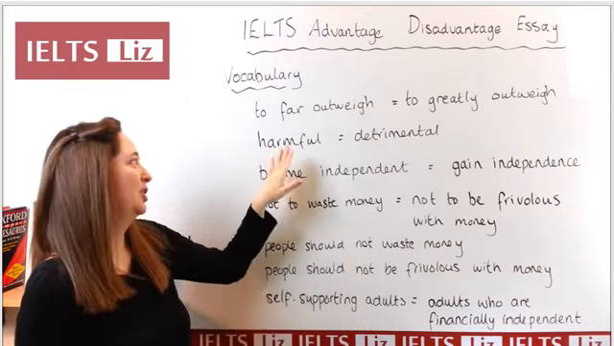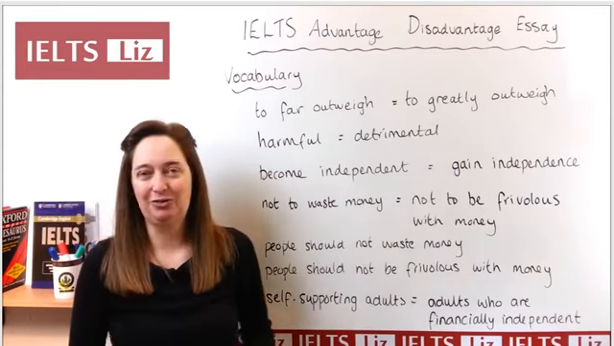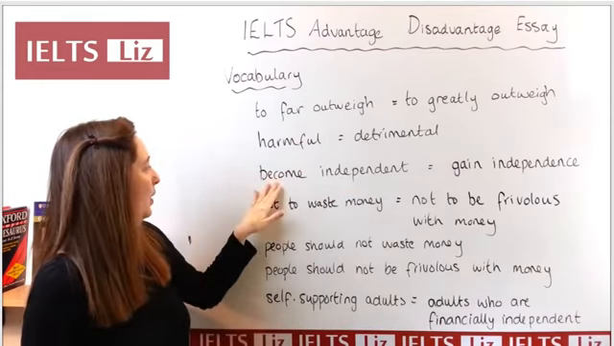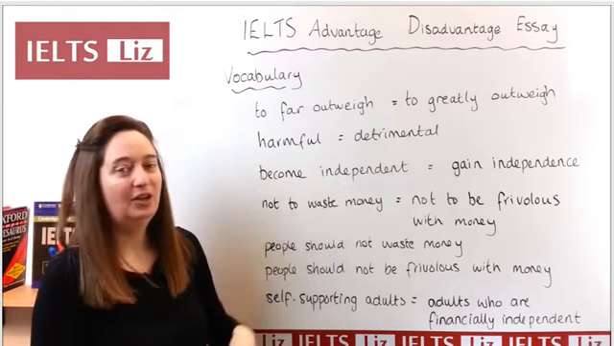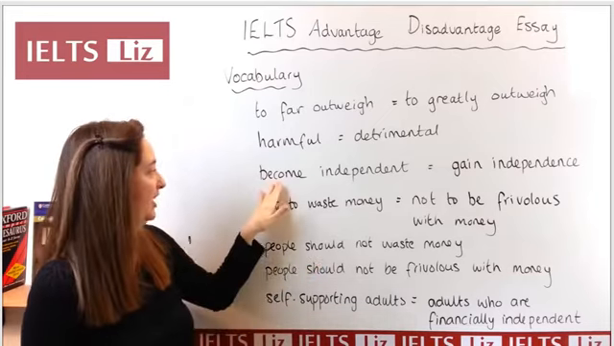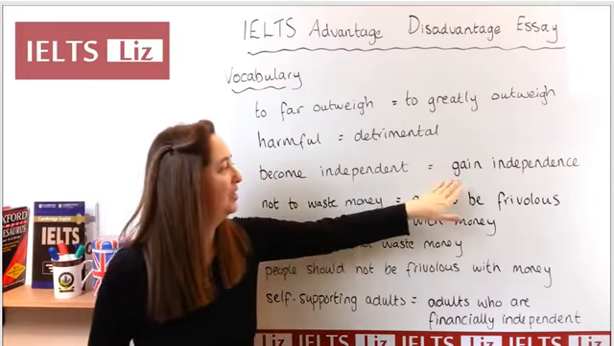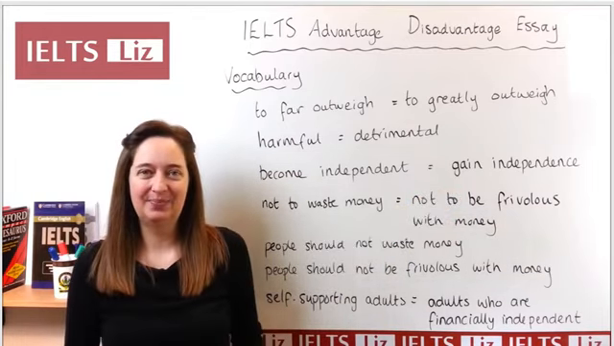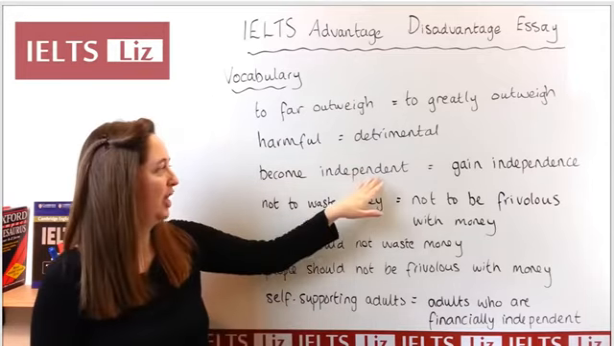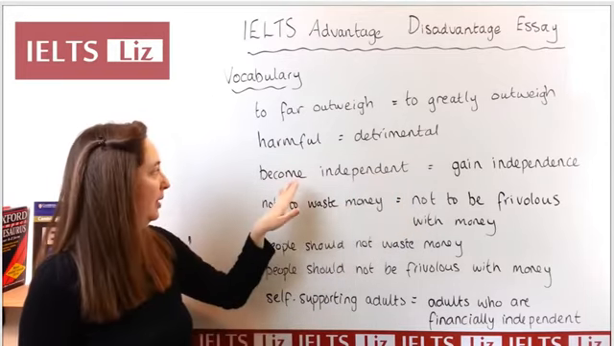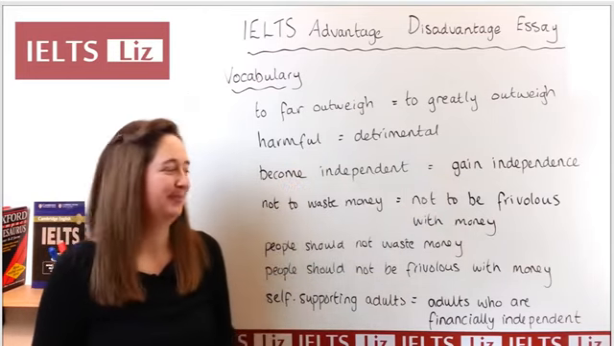In the essay question, they talked about something being harmful, and we paraphrase that as detrimental. We also wrote about becoming independent, so children can become independent. Now you can paraphrase that by changing the verb and changing the form of the word. And we could write to gain independence. And when you do this, you're showing the examiner skill, because you're changing the word form and you're showing the examiner that you do know that there will be a different verb used.